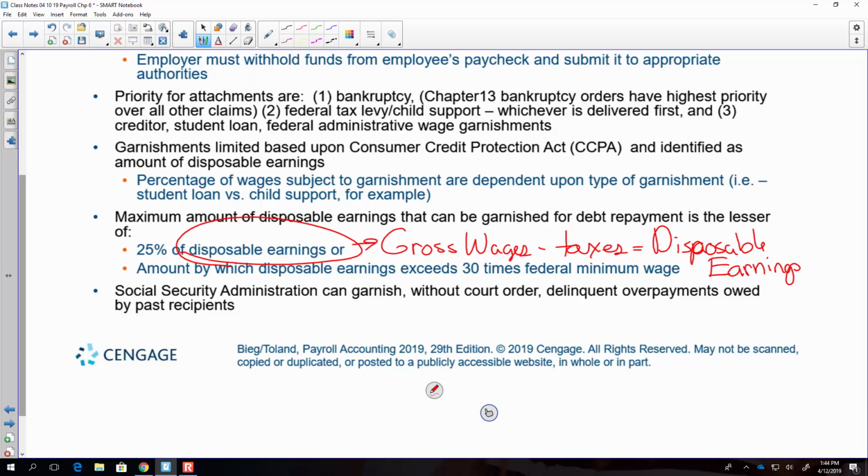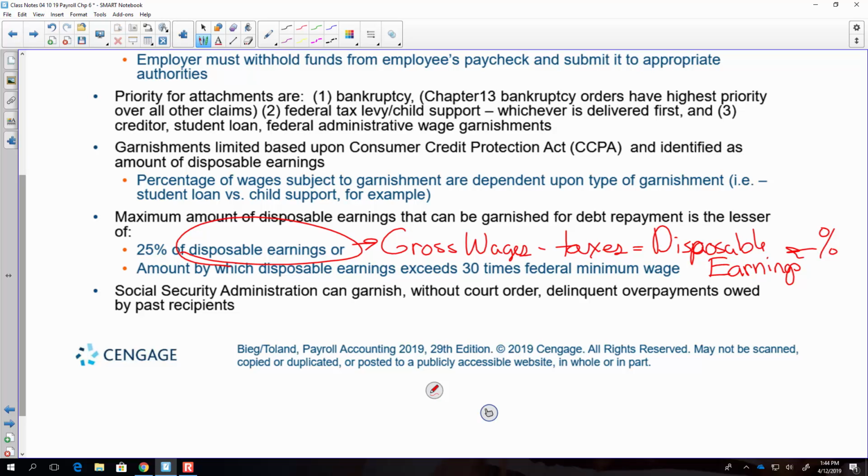So that's what disposable earnings is, what the percentage is based upon. So if it's $100 of disposable earnings and 25% is the max that I can take out, that means I can take only $25 out of $100 of disposable earnings. So watch for that as it's talked about in the chapter. Know what disposable earnings is.